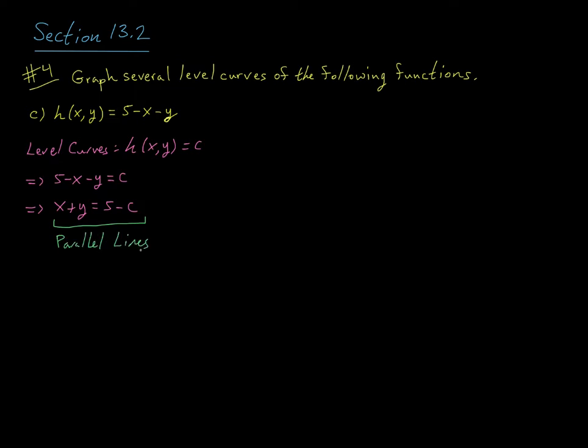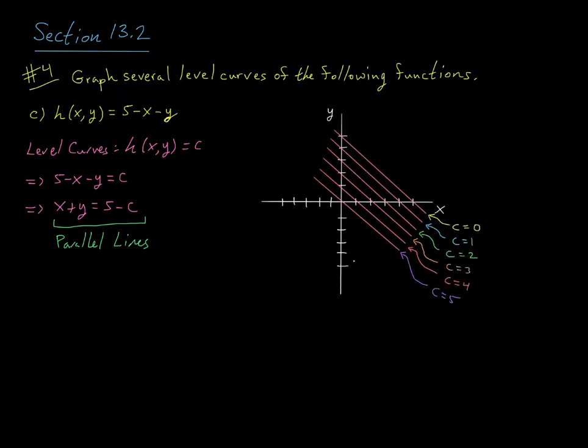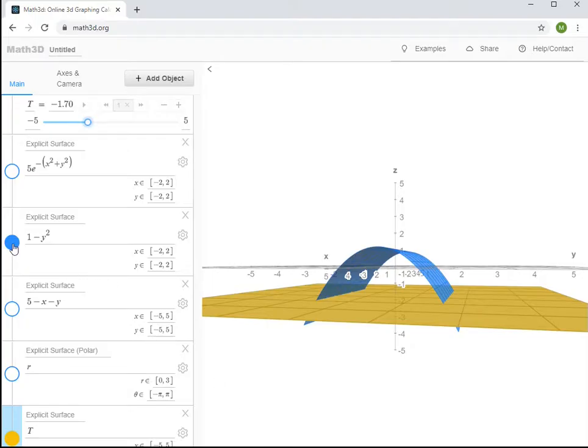Just to illustrate, if I set c to 0, I'd get x plus y is 5. So I see the intercepts are at (0, 5) and (5, 0). If c is 1, you'd get x plus y is 4, very similar, and so on and so forth. Now one comment on this one: what kind of function is this? This is just a linear function, and as we saw in a previous video, linear functions of two variables just describe planes in three-dimensional space. So with this in mind, let's check out its graph.